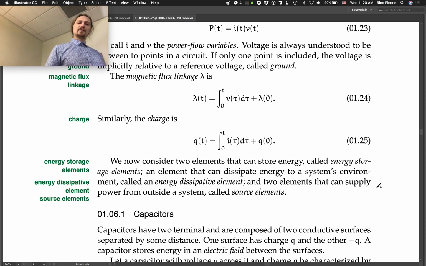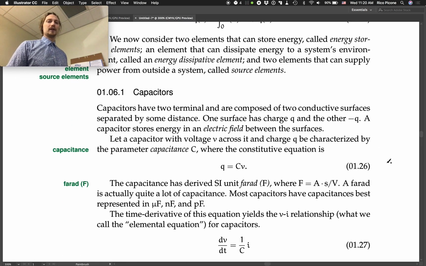source elements. So our first energy storage element is the capacitor, which has two terminals and is composed of two conductive surfaces separated by some distance, as we know. One surface has charge Q, and the other negative Q. A capacitor stores energy in an electric field between the surfaces.